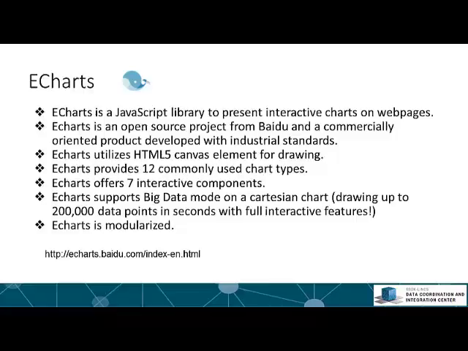Echarts utilizes the HTML canvas element for drawing. It provides 12 commonly used chart types and also offers 7 interactive components. I think the most important feature is that Echarts supports big data mode on the Cartesian type of charts. It can draw up to 200,000 data points in seconds with full interactive features. And Echarts is modularized. The link below will lead you to the Echarts official website.